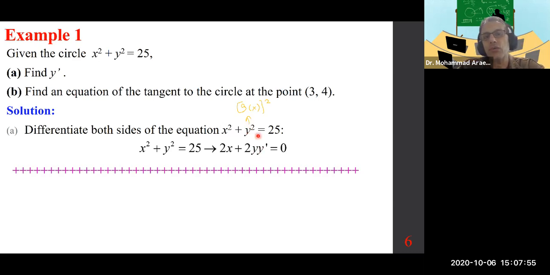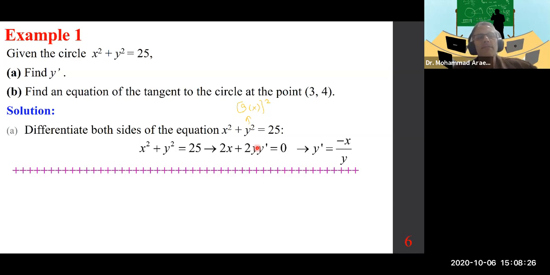By the chain rule, the derivative of g of x squared is 2 times g of x and then times g prime of x. That part is by the chain rule. So we are here. Now, simply put, move the 2x, you get negative 2x, divide by 2y, and that's your y prime. That's simple algebra. After we get the first step, the rest is just algebra.